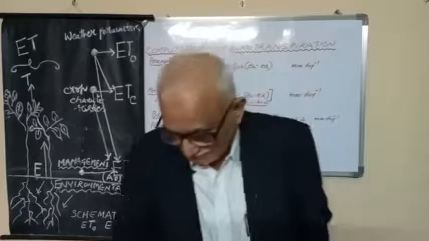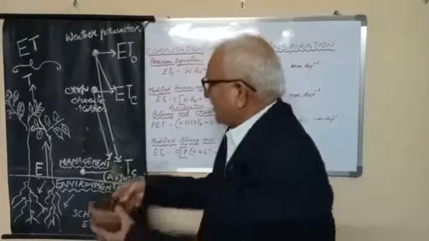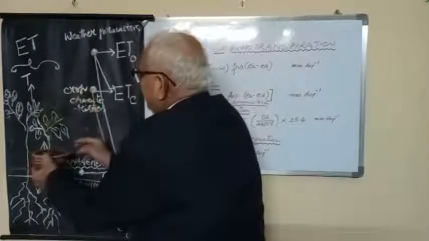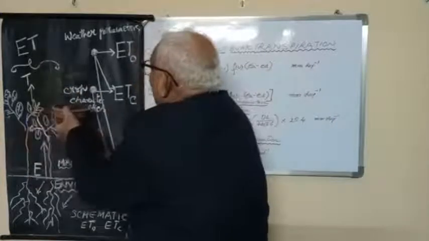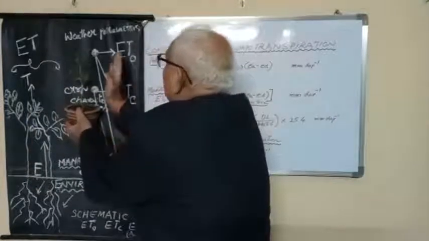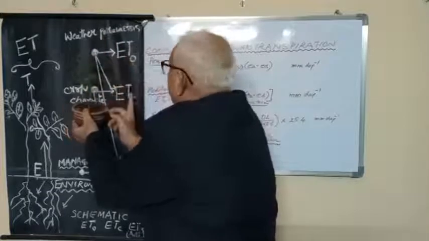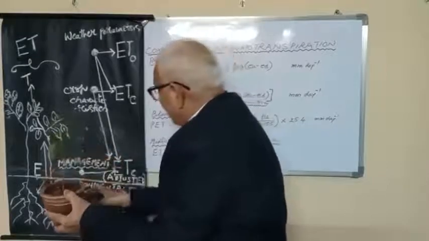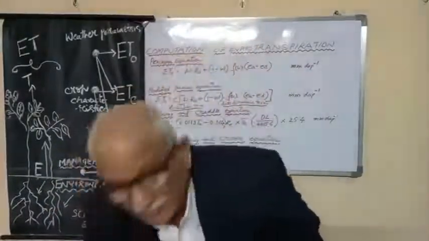So in this class, again I am telling you, this is the crop. This crop is giving transpiration. From the soil, evaporation, evapotranspiration. So crop characteristics play an important role with reference to the reference crop evapotranspiration, ETo. And ETc depends on the management practices and the environmental factors. This is what I would like to impress upon you as far as the basics are concerned.